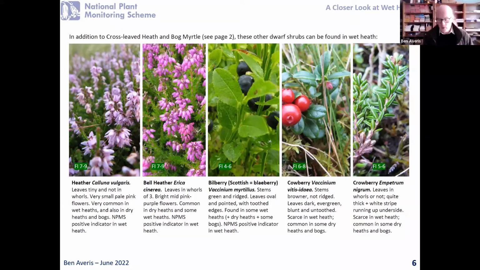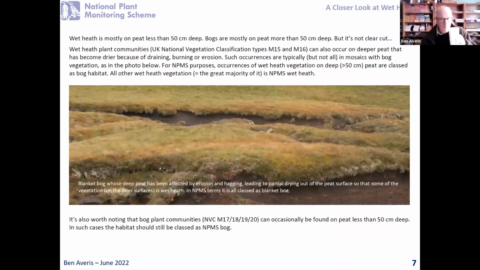So there's a range there of different dwarf shrubs that we can find in wet heaths. The next page is a reminder that it's not just the wet heath vegetation. The vegetation type, for the most part, is what's necessary to distinguish wet heaths from bogs.